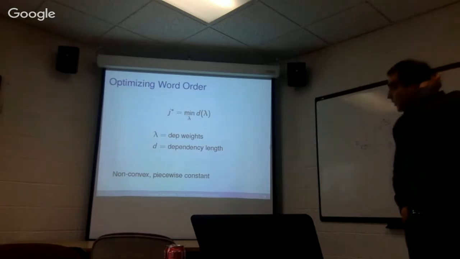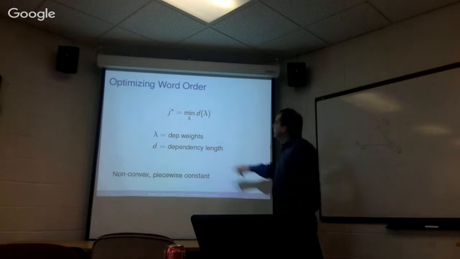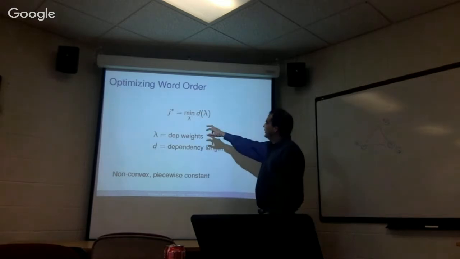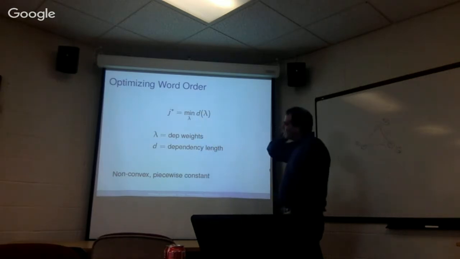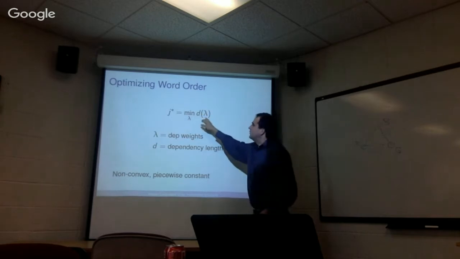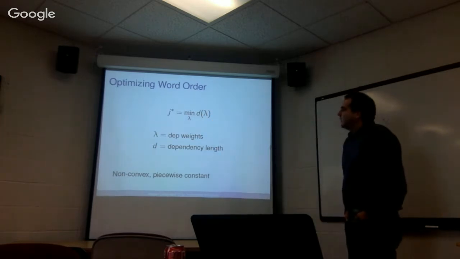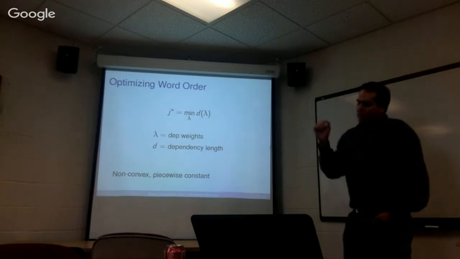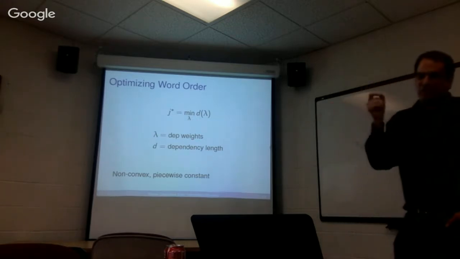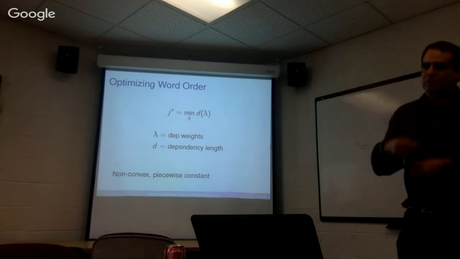Okay, so we want to find the grammar with the shortest dependency length. So that means the total dependency length. Lambdas are the numbers I showed you on the last slide, and we want to pick the numbers to make the dependency length as small as possible. You think of this as a function of lambda. What does it look like? Well, it's not convex, and it's piecewise constant. It's piecewise constant because the dependency length is an integer, and it doesn't change until one of the weights crosses over the value of some other weight. So the positions of 2 things switch.